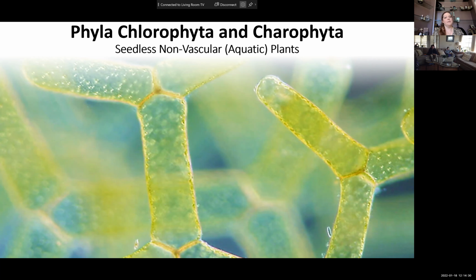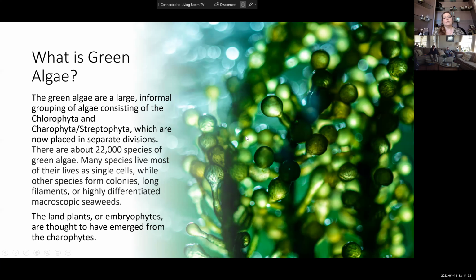Okay, fun, right? So what is this green algae? It's a great picture, so pretty. Green algae are a large, informal grouping of algae consisting of chlorophyta and charophyta, and also charophyta streptophyta, which are now placed in separate divisions. There are about 22,000 species of green algae. Many species live most of their lives as single cells, while other species form colonies, long filaments, or highly differentiated macroscopic seaweeds. What does that mean, highly differentiated macroscopic?